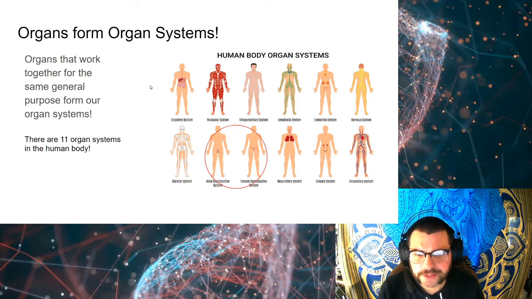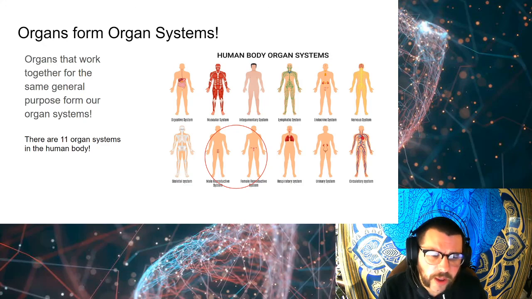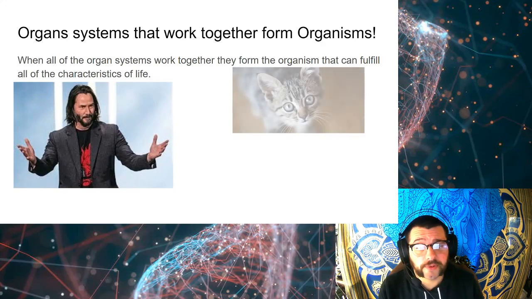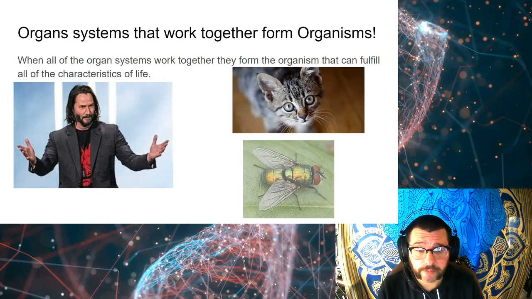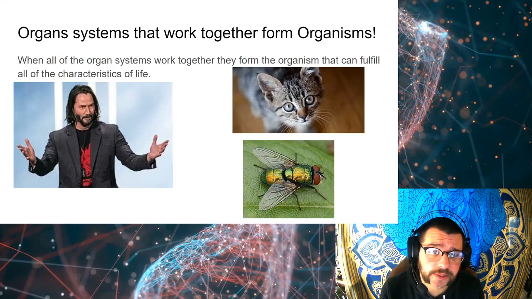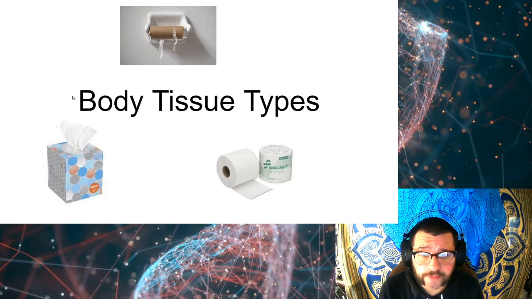So we've got the digestive system, the muscular system, the integumentary system, the lymphatic system, the endocrine system, the nervous system, the skeletal system, the reproductive system, the respiratory system, the urinary system, and the circulatory system. When all of those work together in harmony, that's when we have an organism like you, okay? Or Keanu Reeves, or this little adorable kitty, or maybe even this fly. All of these things work together with their different systems to function correctly and live their life and fulfill the 7 characteristics of life.